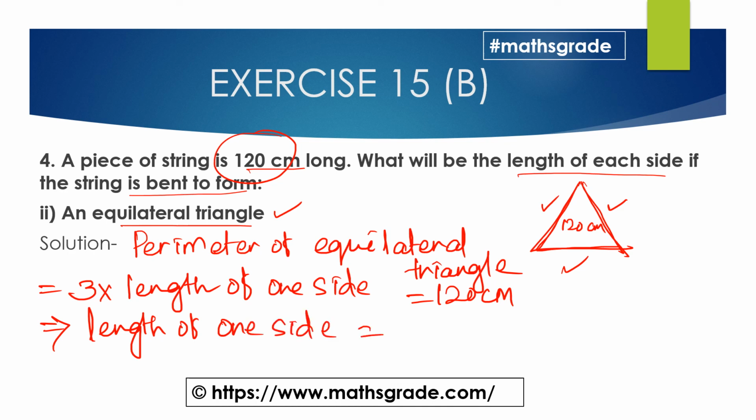here 3 is multiplied on the left hand side. When we take the 3 to the right hand side, it will be divided, because multiplication and division are inverse operations. This is the transposing of the equation. So it will be 120 centimeter divided by 3, which is equal to 40 centimeter. So the length of each side of the equilateral triangle will be 40 centimeter.